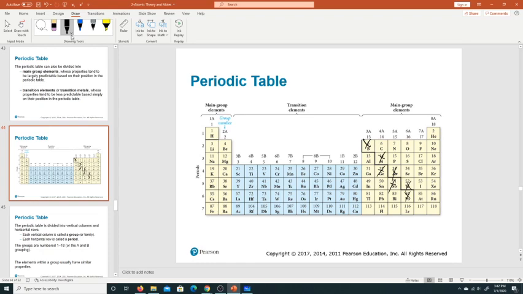Nonmetals on the right tend to be dull. So they could be gases or liquids. They don't conduct electricity, and so on. Metalloids have properties sort of in the middle of them.